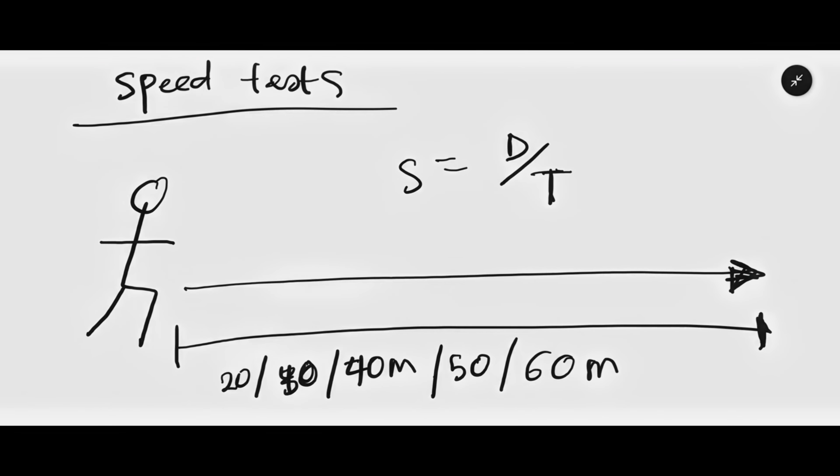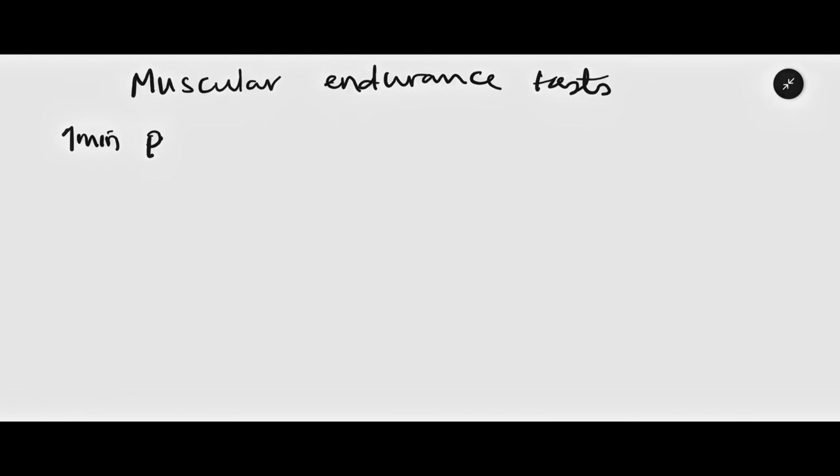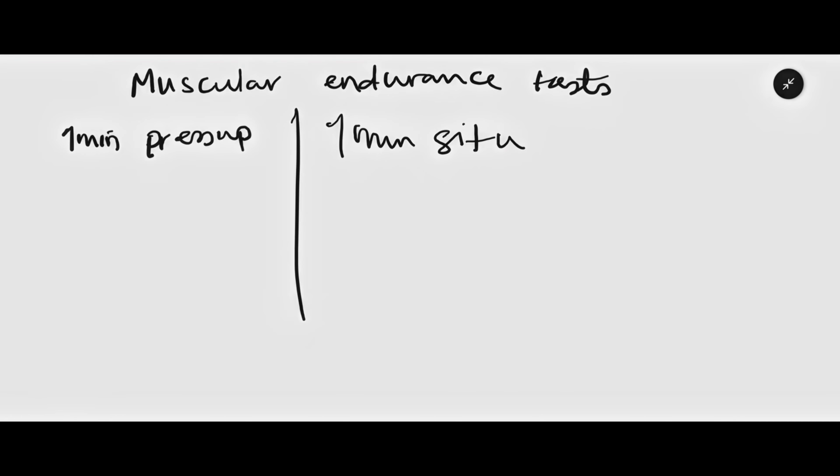That's still a good measurement to have. Okay, again, very straightforward. Muscular endurance tests. All three of them are actually very easy. The 1 minute press up test is exactly what it says. You do push ups for 1 minute and you measure how many reps you do. And then the 1 minute sit up test is also exactly what it says. You do sit ups for 1 minute and it's exactly the same as press ups. You count how many reps.